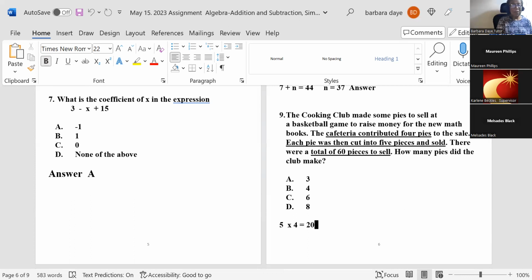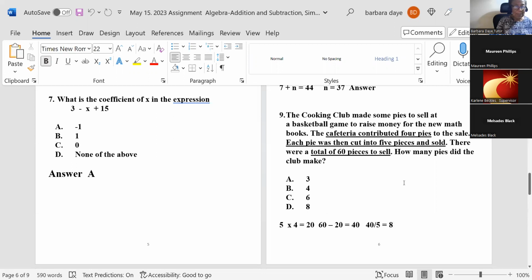Yes. 5 times 4 is 20, right? And 60 minus 20 equals 40, right? And then it's 5 pieces per pie. So 40 divided by 5, you get your answer, 8. That's the answer. Very good, Maureen.